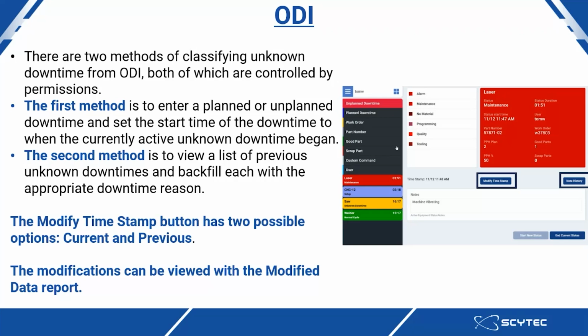And as I mentioned previously, be aware of the modify timestamp and note history that I'm going to be discussing both in this current slide and the next slide. The modify timestamp button has two possible options, current and previous, where you can modify downtimes, either the current one or the previous ones. And you can also view these modified downtimes with the modified data report.